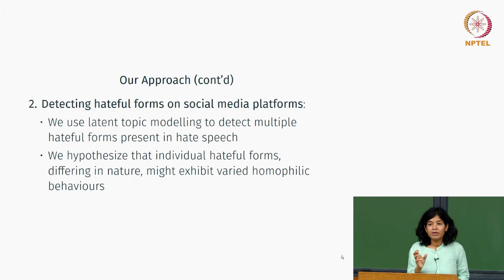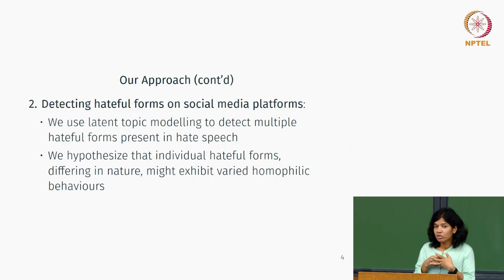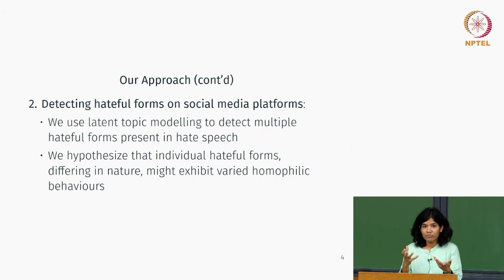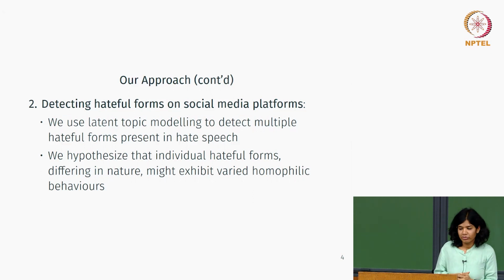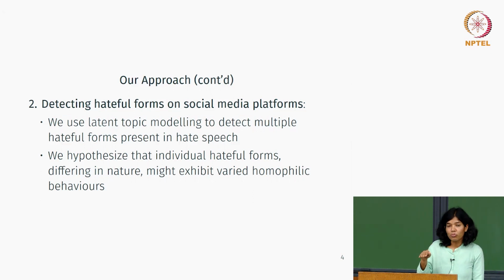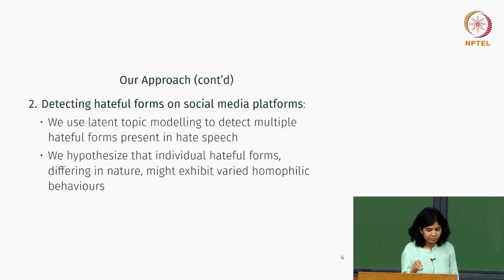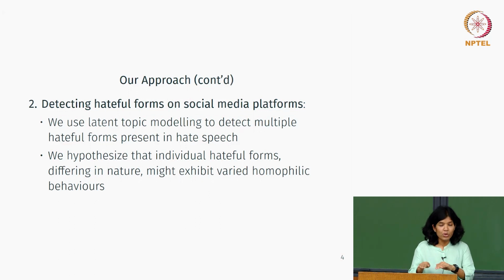Maybe people who are racist, writing racist tweets, are better connected with each other versus the users who are posting communal tweets. That is the kind of analysis we want to do when we do homophilic analysis. So that's why going beyond the binary classification is important, because we want to understand the implications of the different kinds of hateful speech present.